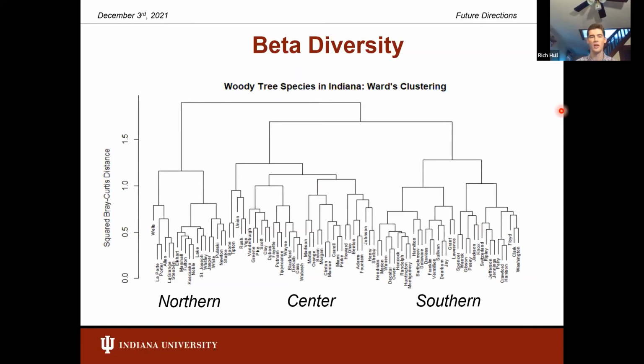It's important to note that you can bootstrap values that provide confidence values for each of these nodes or branches. For all of these minute branches, they're not significant. But if we move up the tree, the northern, center, southern branches are all statistically significant. So there really is this relationship between the center and southern, and then between the two to the northern beta diversity in woody tree species here in Indiana, at least according to the Deam data.